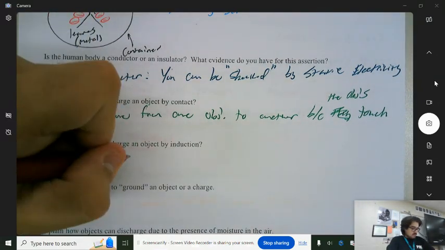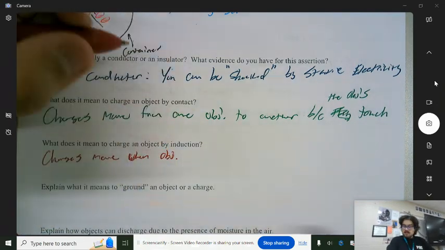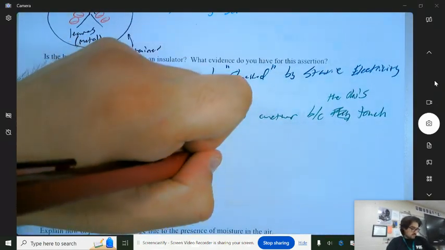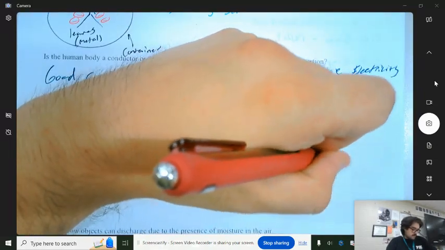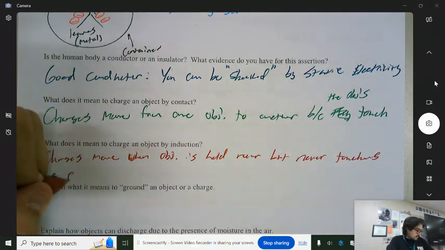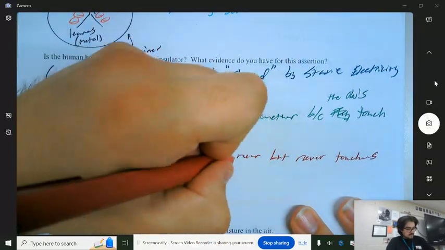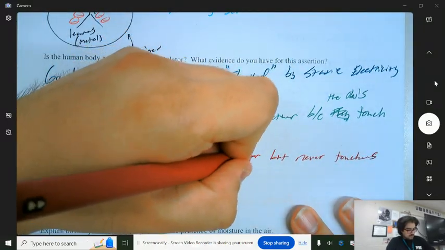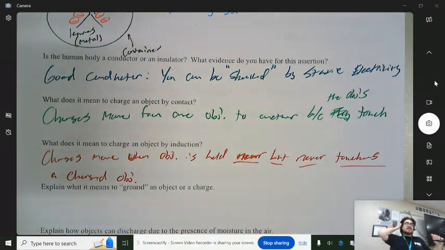Charges move when an object is held near but never touches a charged object. Okay, held near but never touches, okay? So if an object is held near but never touches it, you can kind of charge it through induction.